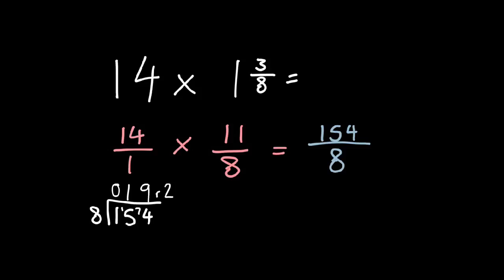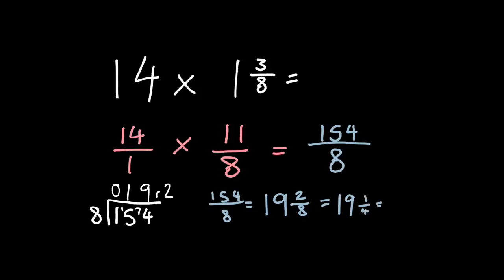So 154 eighths, that must be equal to 19 whole lots of 8 and 2/8 remaining, which would also simplify to 19 and 1/4.